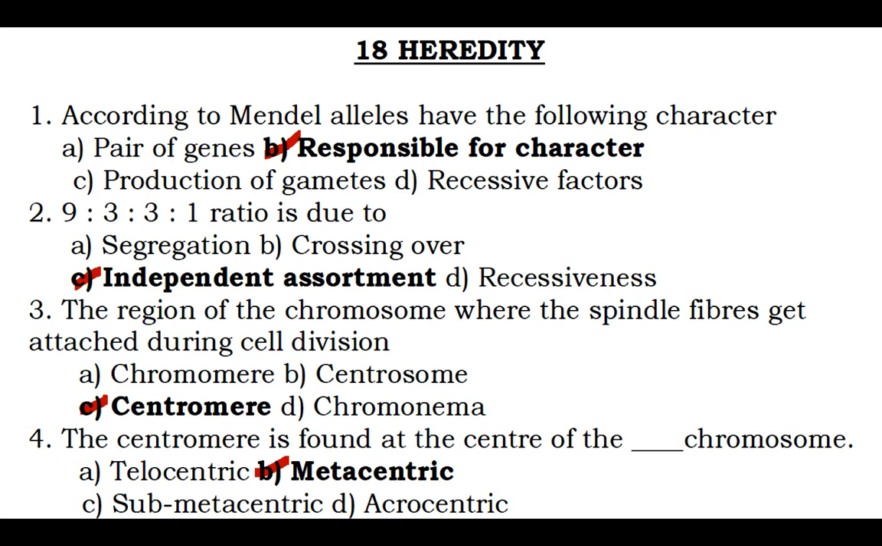Question number 3. The region of the chromosome where the spindle fibers get attached during cell division. Option C, centromere. Question number 4. The centromere is found at the center of the dash chromosome. Option B, metacentric.